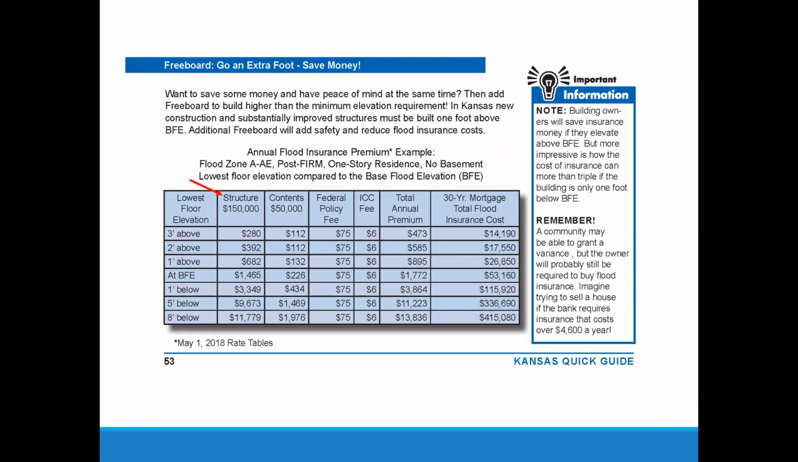But the key thing to look at is, imagine a $150,000 house. I've got the red arrow pointing to the line that says structure. And if you build it 1 foot higher than the base flood elevation, the flood insurance premium alone, without policy fees and so on, would be $682. If you go 2 feet above, it's $392. It cuts it by $300 to just raise it up by 1 extra foot. And 1 extra foot of foundation work doesn't cost you that much compared to the savings every year.